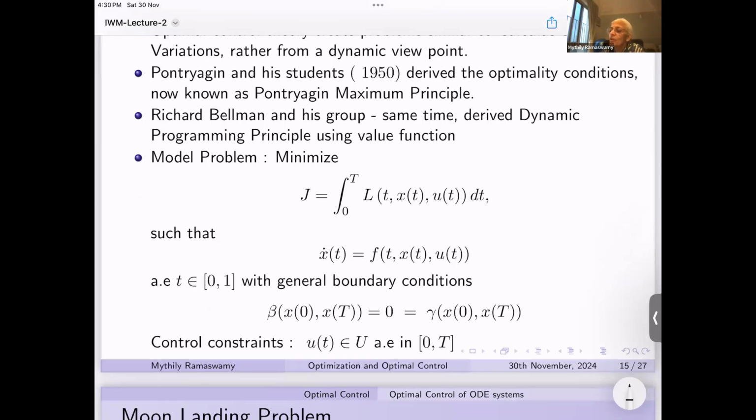J is the integral from 0 to T of L of t, x(t), x dot t, which you can denote by u(t), the control, dt, such that x dot t is f, this x(t) evolves according to the dynamics f. And there is a control parameter, a control function, which is u.